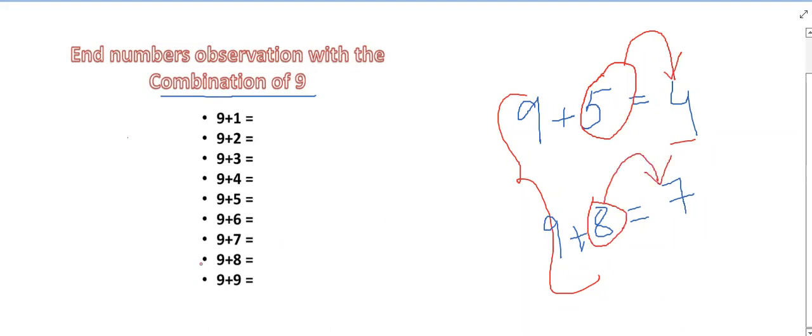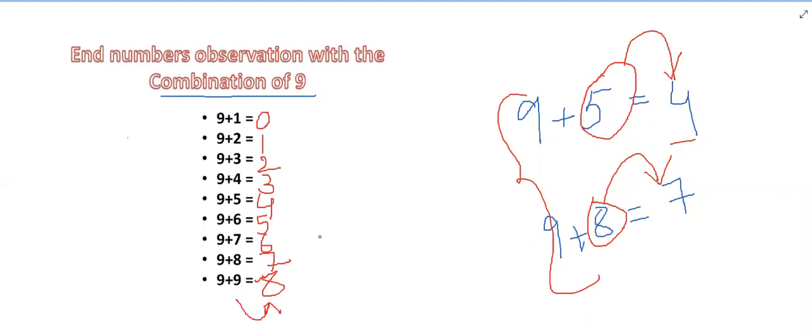Tell me 9 plus 8 end number. 27, so the end number is 7. 9 plus 2. 1. 9 plus 5. 4. 9 plus 1. 0. 9 plus 9. 8. 9 plus 3. 2. 9 plus 7. 6. 9 plus 4. 3. 9 plus 6. 5. Simply one number is reducing. That is the observation. So whenever 9 comes, no need to calculate the sum; directly we can say the other number minus 1.